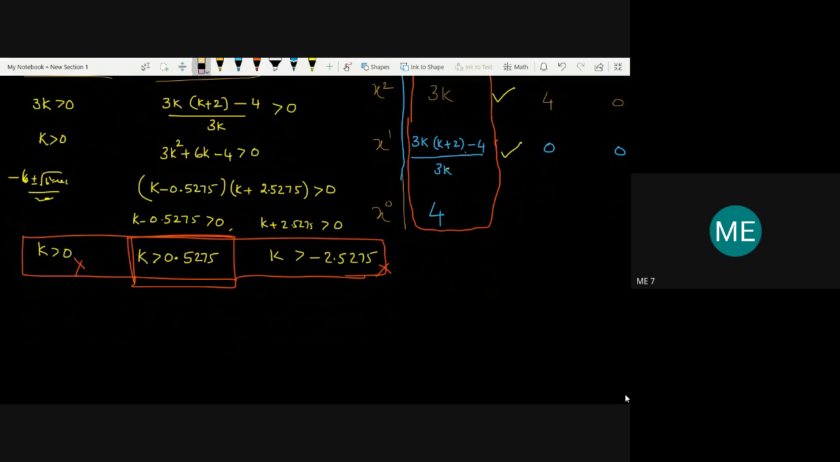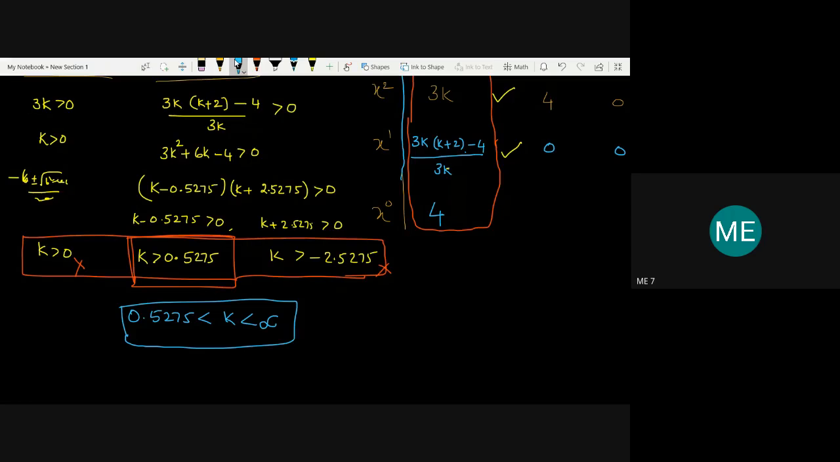Means k is greater than 0.5275, in the sense the minimum range is going to be 0.5275 less than k less than infinity. So I can write k is greater than 0.5275, means for any value of k greater than 0.5275, the system is going to be stable. So this is the range of k.